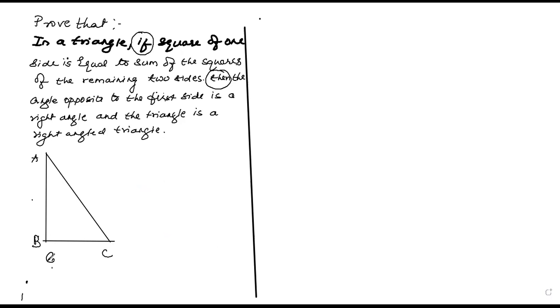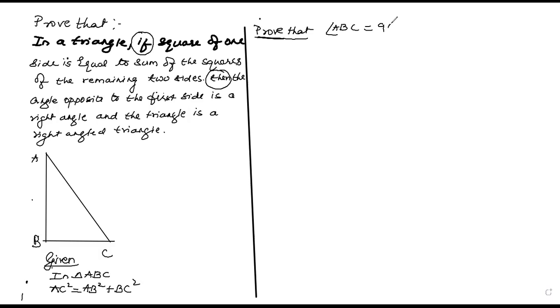In this triangle ABC, what is given? Square of one side. Let's take AC square equal AB square plus BC square. Square of one side is equal to the sum of the squares of the other two sides. And what do you want to prove, children? You want to prove that the angle opposite to the first side, that is, the angle opposite to AC, ABC, is 90 degrees. Okay, I want to prove it's a right angle.